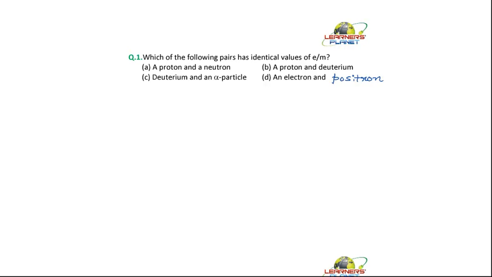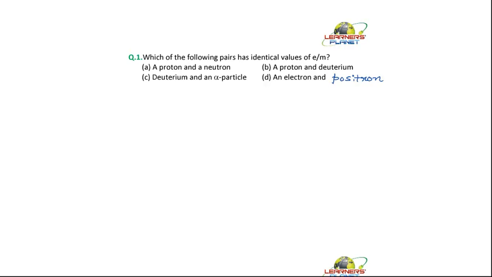Which of the following pairs has identical values of e by m? That is, what is e by m? It is the specific charge, or the charge to mass ratio.